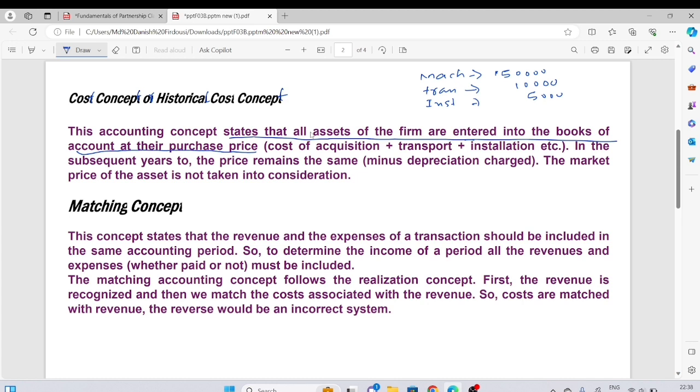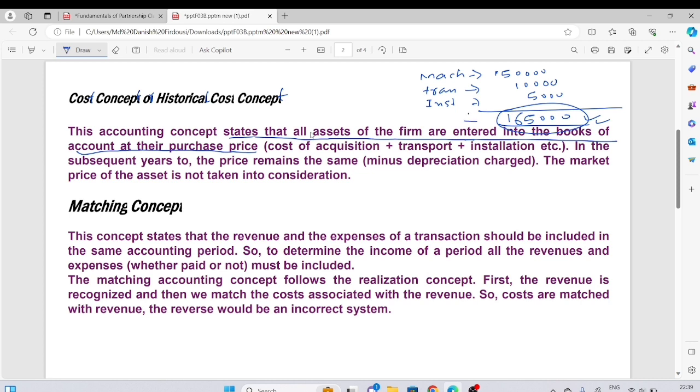Now how will you calculate the value of the machine? What will be the value of the machine? The value of machinery will be calculated with the total amount: 1,50,000 plus 10,000 plus 5,000. It means the total value will be 1,65,000. So the value of machinery is 1,65,000. It means you have purchased this machine.